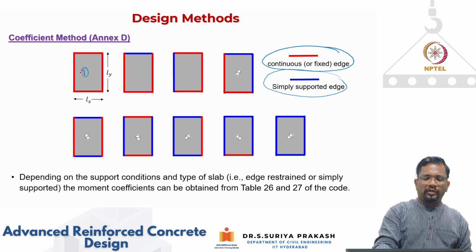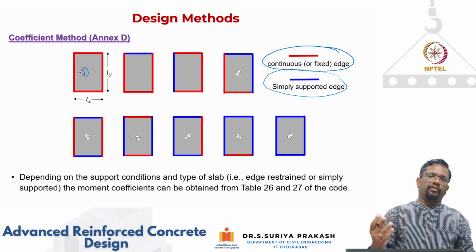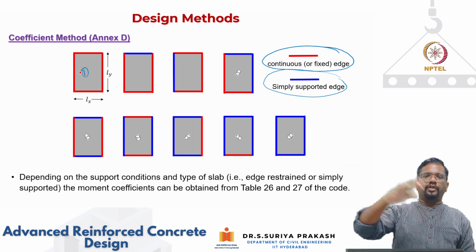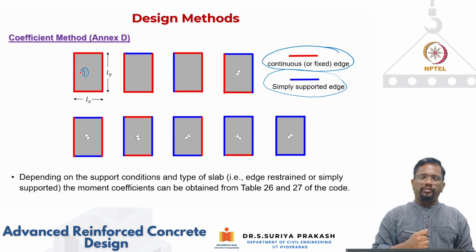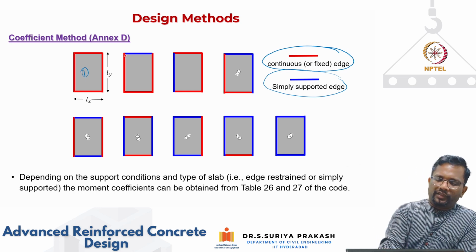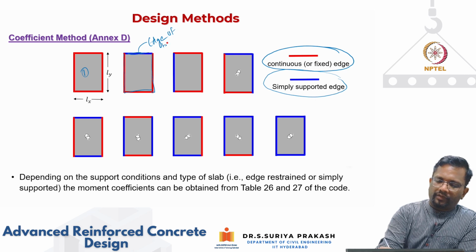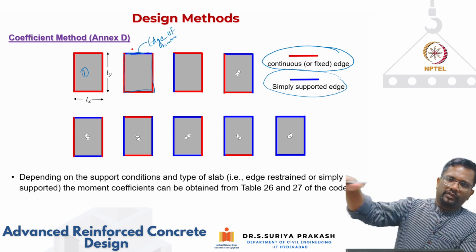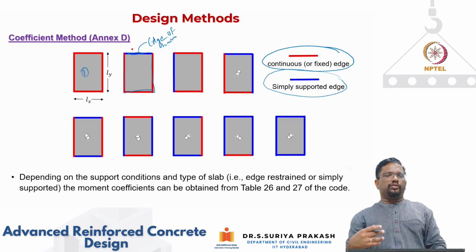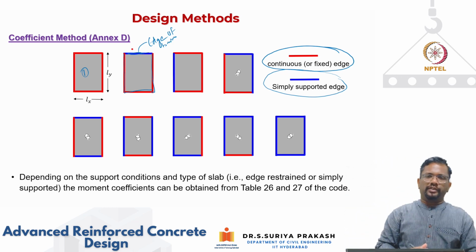That means on the continuous edge, I'm going to develop some negative moments, right? So at a support, because of the continuity, we know that it's going to develop some negative moment. Now we can also have another condition that only three sides are continuous. This is an edge of the building, the outermost line of the building. The slab is not continuous on one side, but on all the three sides, it is continuous.